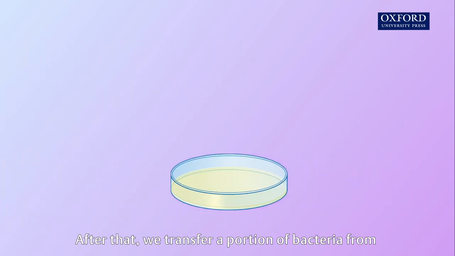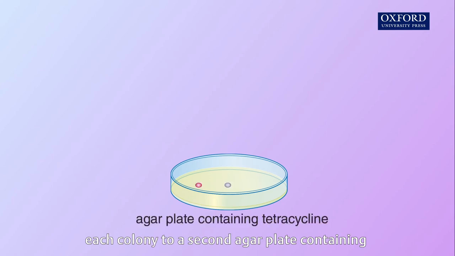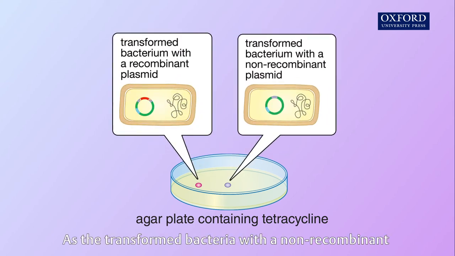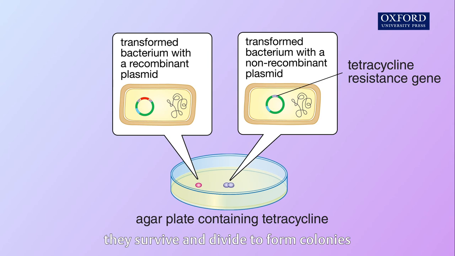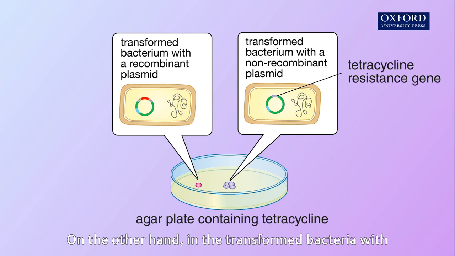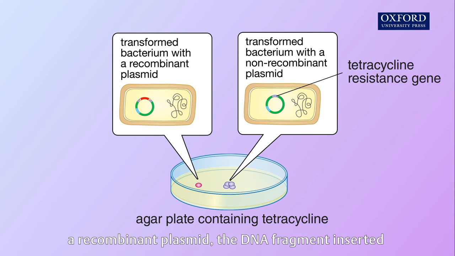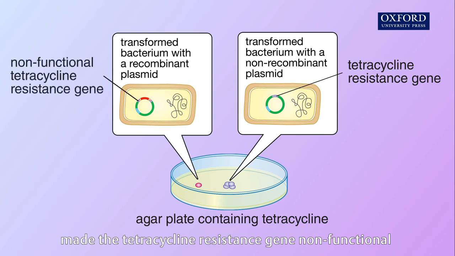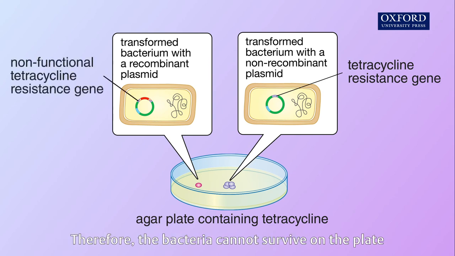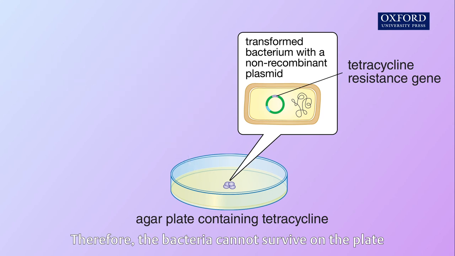After that, we transfer a portion of bacteria from each colony to a second agar plate containing another antibiotic, tetracycline. As the transformed bacteria with a non-recombinant plasmid carry an intact tetracycline resistance gene, they survive and divide to form colonies. On the other hand, in the transformed bacteria with a recombinant plasmid, the DNA fragment inserted made the tetracycline resistance gene non-functional. Therefore, the bacteria cannot survive on the plate.